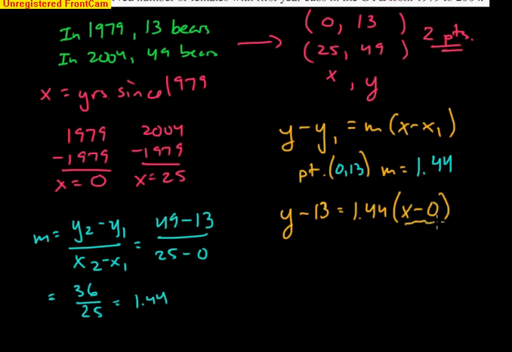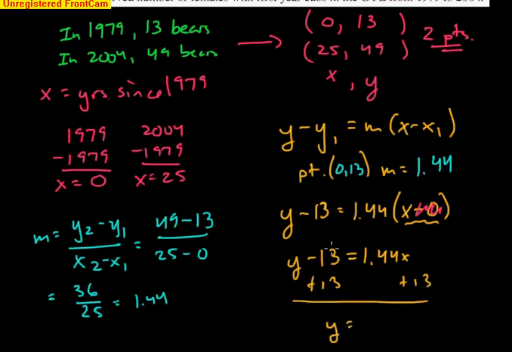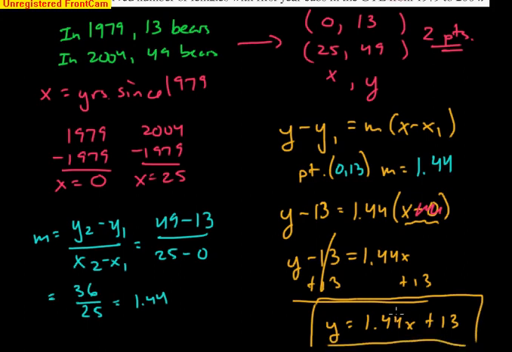Now, this is interesting here because x minus 0, guess what? The x stays the same and the 0 goes away. This is just 1.44x. There's no distribution. And now I'm going to add 13. The 13's cancel. The 13 does not combine with the 1.44, so you just write it after. 1.44x plus 13. And there's your equation for the number of bears x years after 1979, or x years since 1979. But again, 2 points, find the slope, then find the equation of the line.